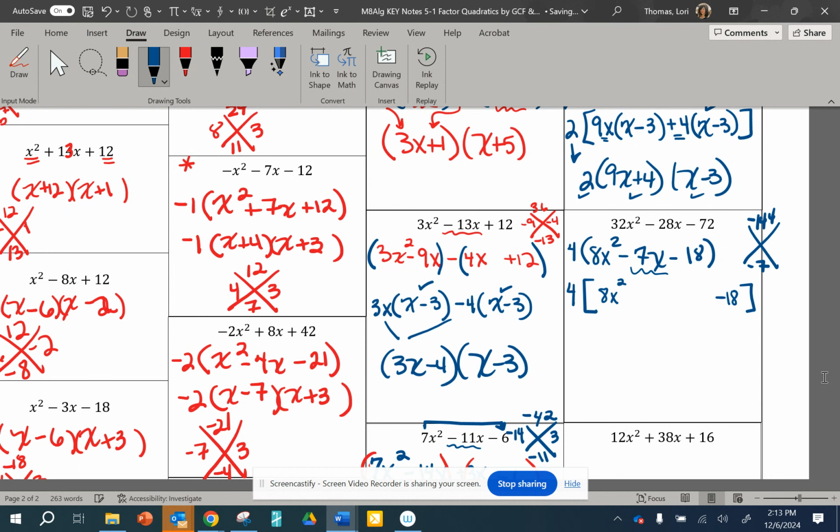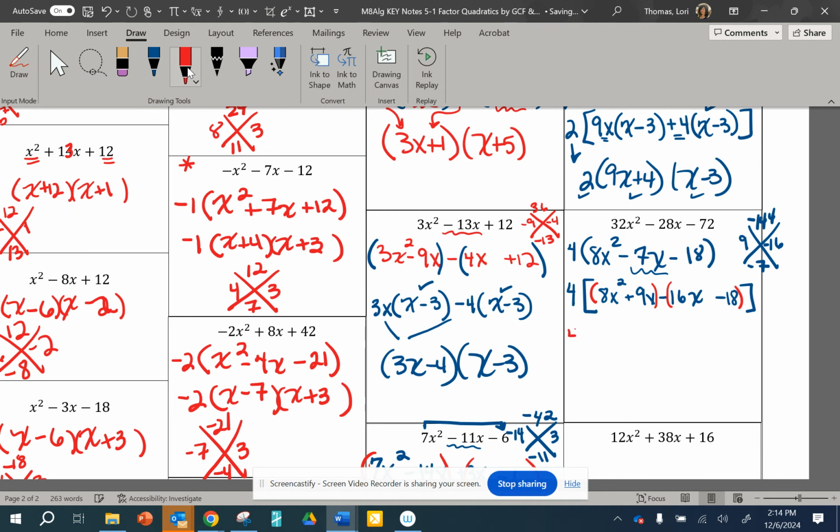Let me see here. I think 9 and 16. Let's see if that works. A 9 and 16. So the negative needs to be on the 16 to give me a negative sum. So I'm going to split negative 7x into plus 9x minus 16x. Now we're going to do the grouping. So group the first two and the last two.